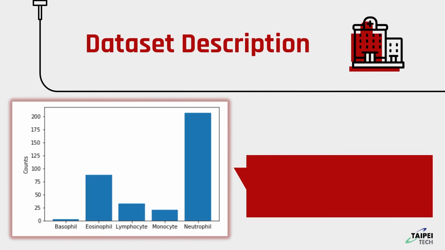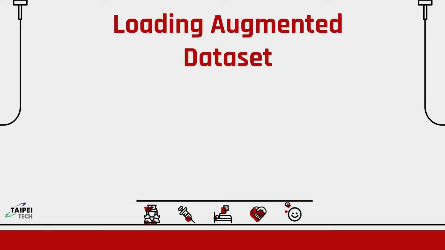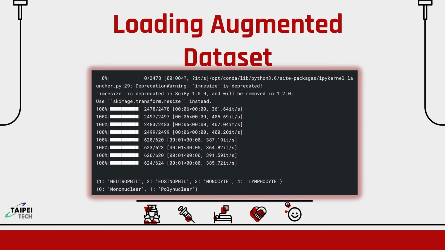Here we can see that with the original images we have imbalanced class sizes. Such imbalance can lead to misclassification by the model and lower the accuracy. The basophil will be removed from our study because of the lack of samples. Now, we load training and testing data that consist of the augmented images of 4 subtypes of blood cells such as neutrophil, eosinophil, monocyte and lymphocyte, with 2 cell groups as mononuclear and polynuclear.